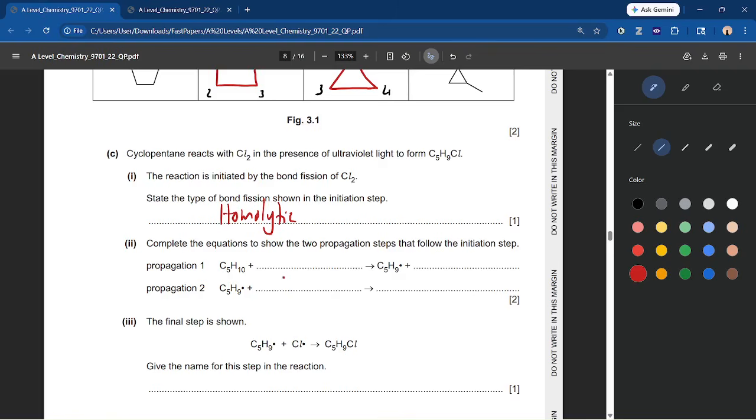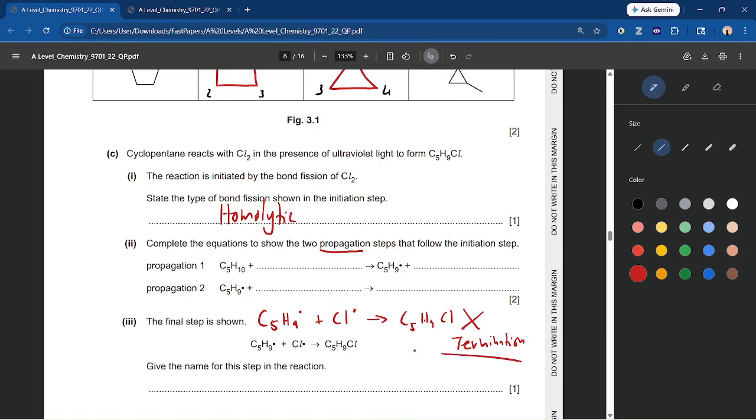And you've probably already studied these reactions before, so I'm not going to go too in depth. Complete the equations to show two propagation steps. So this is propagation. Remember, you cannot show termination. A lot of you might be tempted to write C5H9 radical plus Cl radical, and then you're going to get C5H9Cl. But this is wrong. This is a termination step.